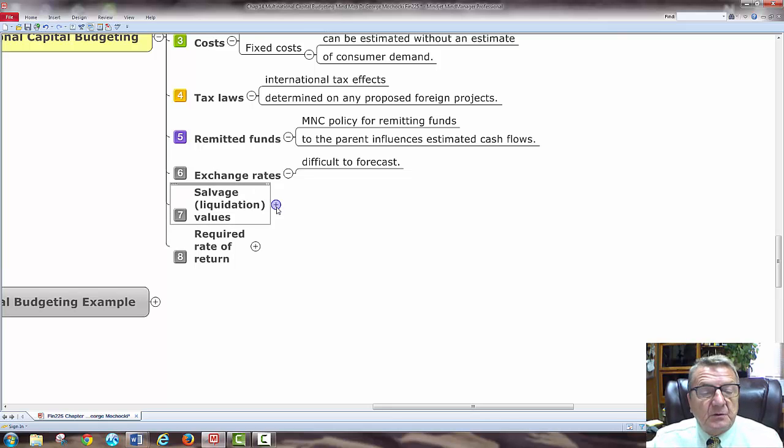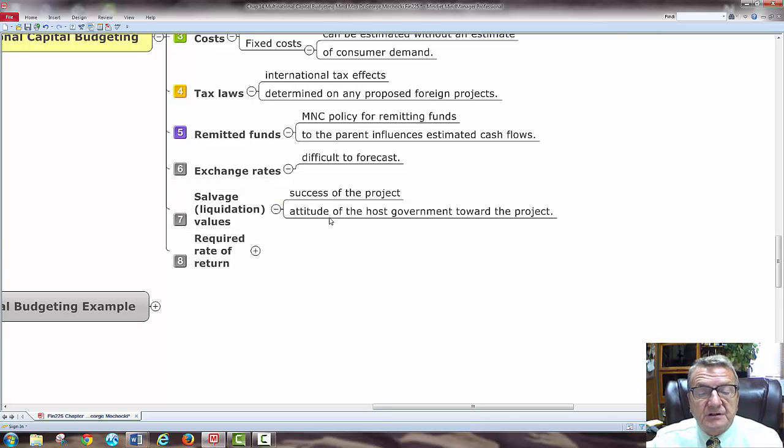Okay, now salvage, liquidation value, success of the projects, attitude the parent holds towards the project. So I'm looking at liquidation after the project's done, or when I'm finished with the project. How much could I salvage or depreciate or write off, or what could I give back, or what could I do if I have to liquidate? Let's leave it at that.